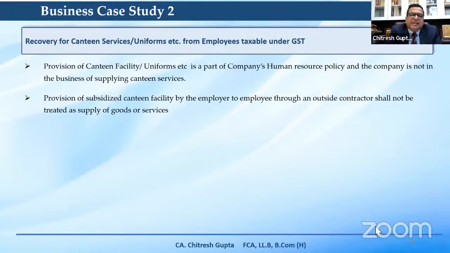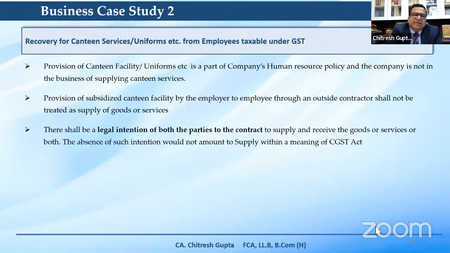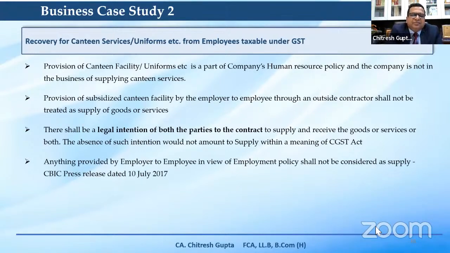So as such, the facility is not provided, food is not supplied by the company; food is supplied by the canteen contractor to the employee directly. Only part of the cost is recovered from the employee. So that's why it is not a service in the hands of the company. Further, this can be the plea: there shall be a legal intention of both the parties to the contract to supply and receive the goods or services. In this case, I am not taking the service, the employee is directly taking the service. In the absence of such intention, it would not amount to supply within the meaning of the CGST Act.